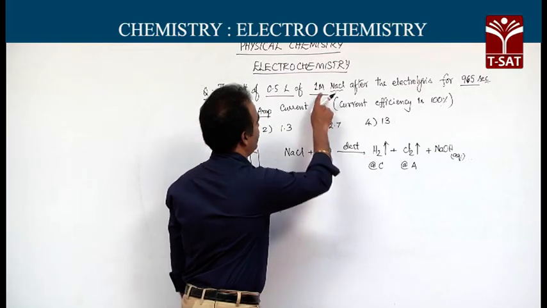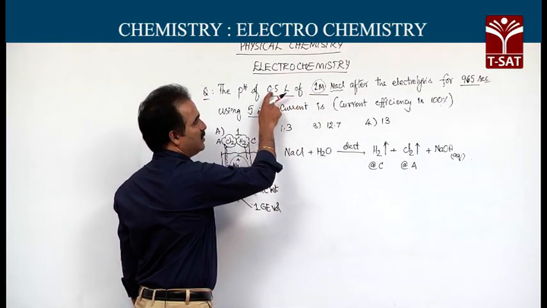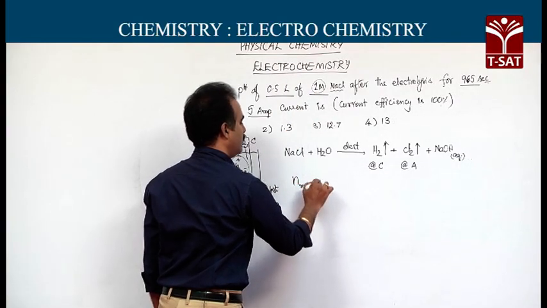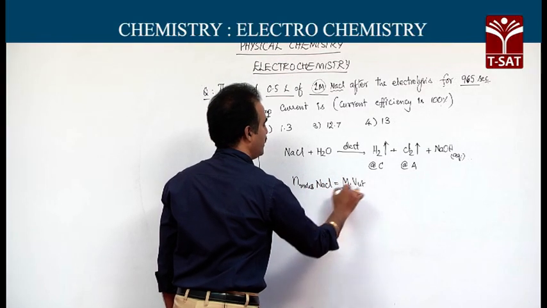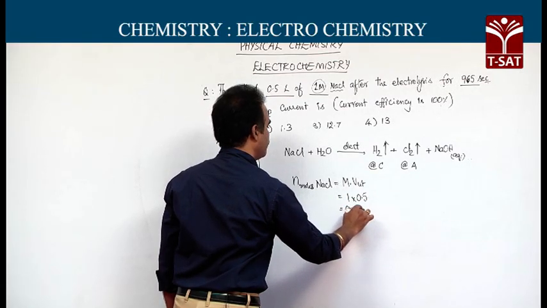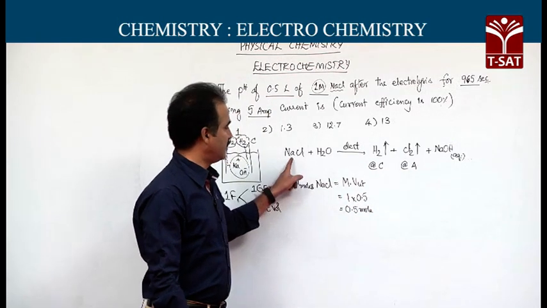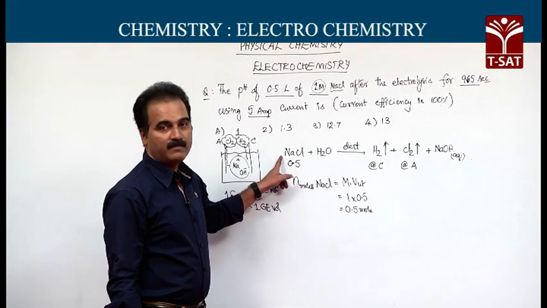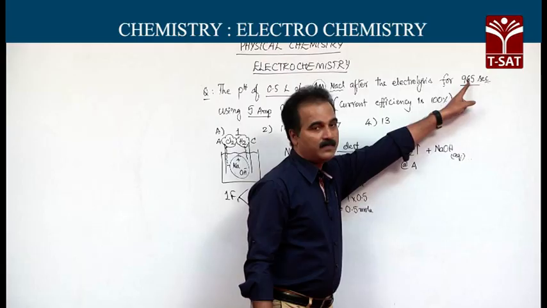So, here we have 1 mole of NaCl in 1 liter, 1 molar means it is 0.5 liters. So, the number of moles of NaCl is nothing but molarity into volume in liters, that is 1 into 0.5. So, we have 0.5 moles of NaCl. So, here we have 0.5 moles, and out of 0.5 moles, how much is undergoing electrolysis is decided by the quantity of charge we are sending.